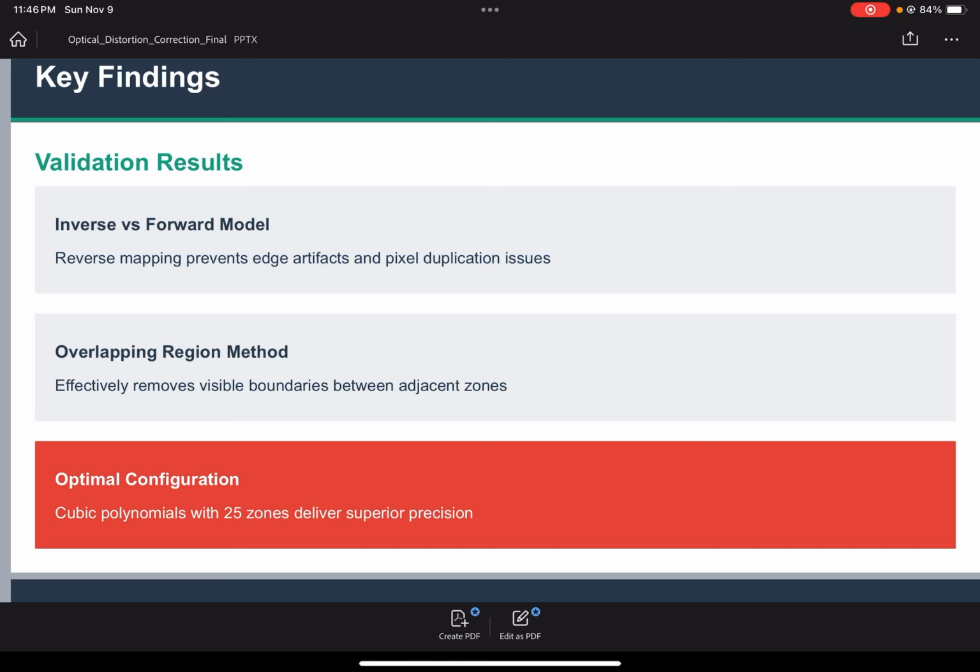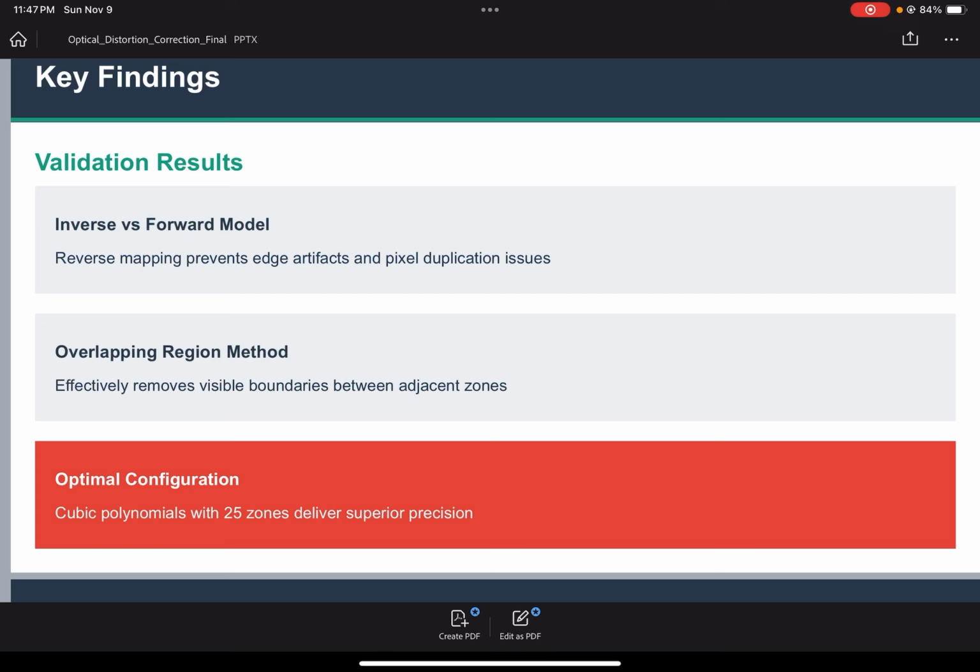Secondly, the overlapping region method proved essential. Without overlap between adjacent zones, you get visible seam lines, abrupt changes at zone boundaries. So the blending in overlap areas creates seamless transitions. And thirdly, the cubic polynomial, that's third order, with 25 zones was optimal. This configuration achieved the best precision without introducing seam lines or requiring excessive computation.